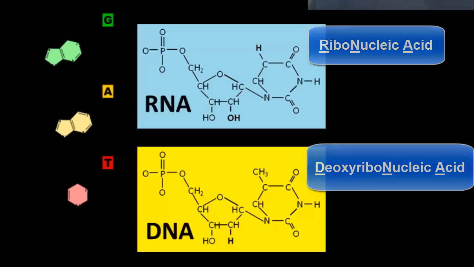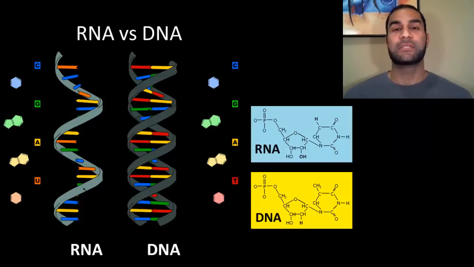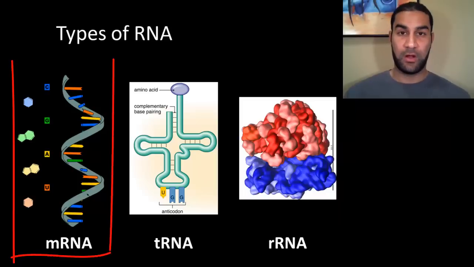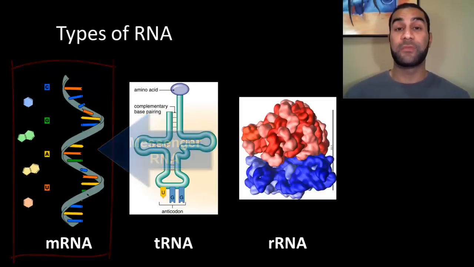So that's the 4th major difference between RNA and DNA. RNA has the sugar ribose, whereas DNA has the sugar deoxyribose. So make sure you know the 4 major differences between DNA and RNA. And when we talk about RNA in this example, we're always referring to a type of RNA known as messenger RNA. The messenger RNA, or mRNA, is the one that's the direct copy that's taken from the nucleus.